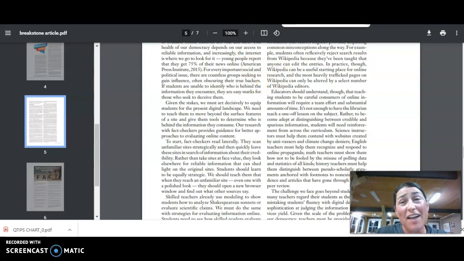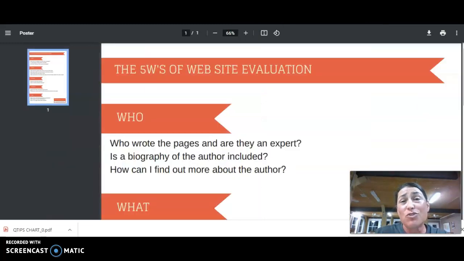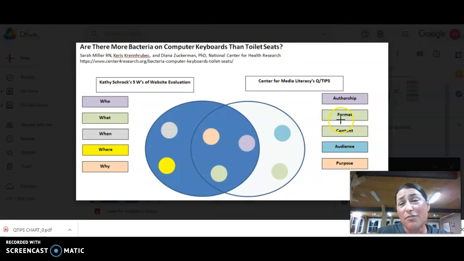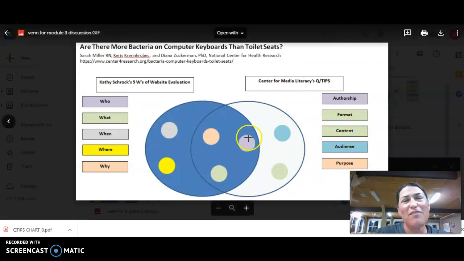I really love the 5 W's tool, but I love those unique pieces as well, thinking about the audience as well as content and format that you don't necessarily use with the 5 W's.